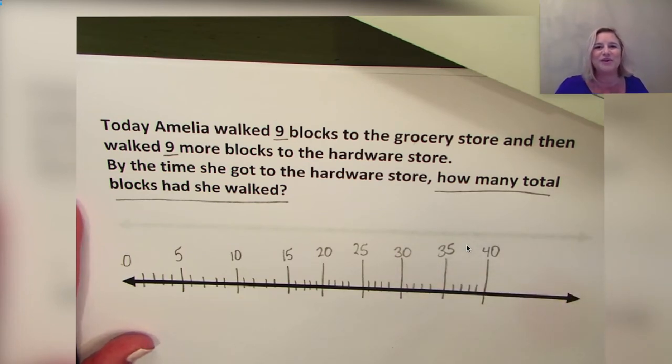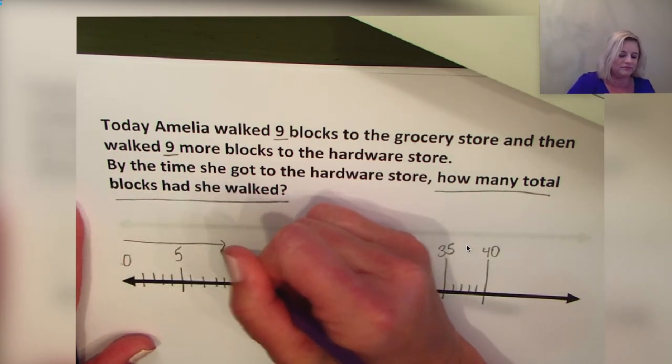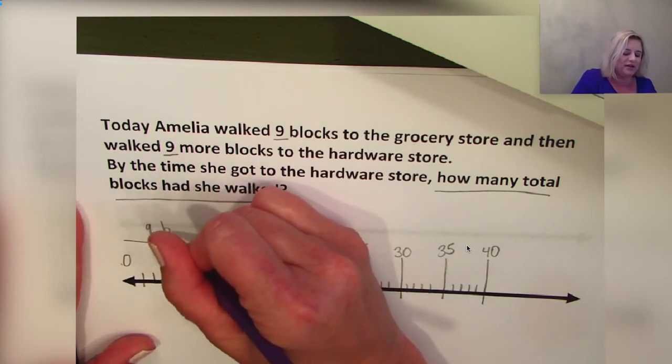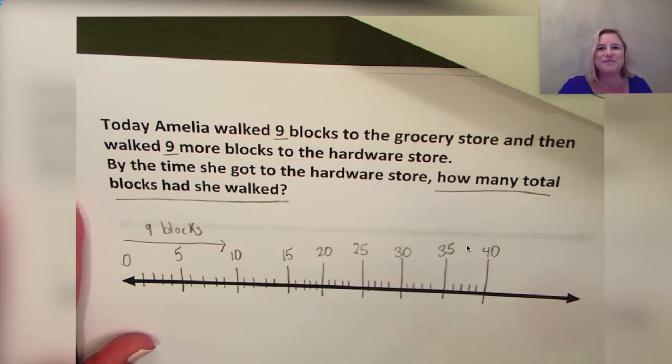Great job, boys and girls. Does your number line look like mine? Awesome. Now to solving the problem. We know Amelia walked 9 blocks to the grocery store, so we will draw a line over our number line, and we will draw a line to represent the 9 blocks she walked to the grocery store. I'm going to stop here because this shows us that she did 9 blocks to the grocery store.